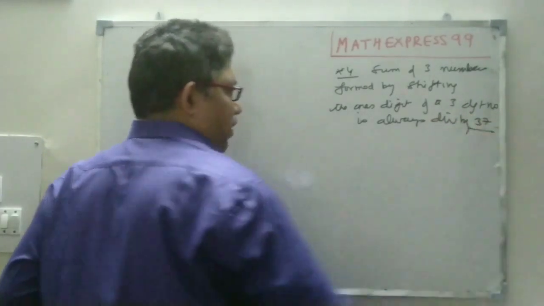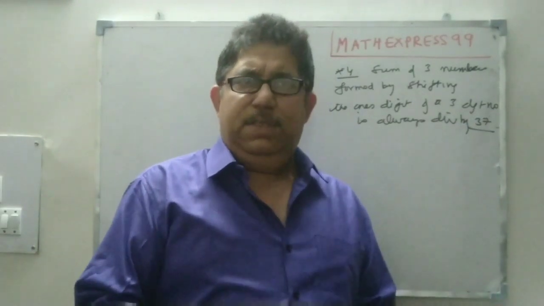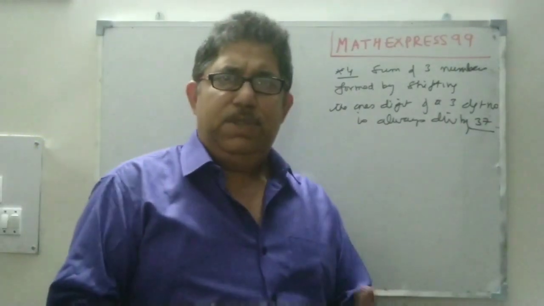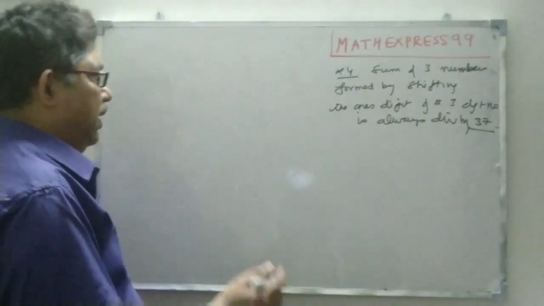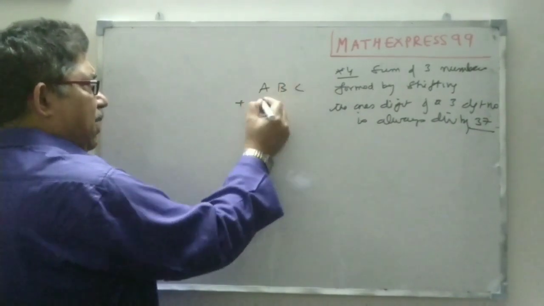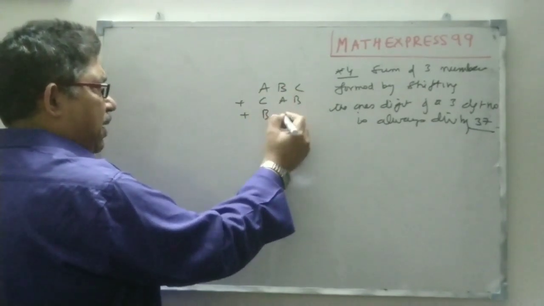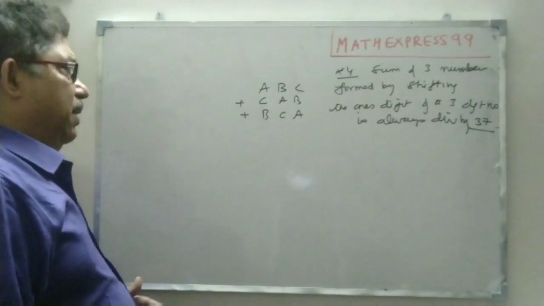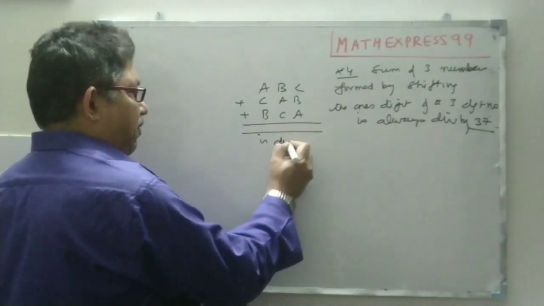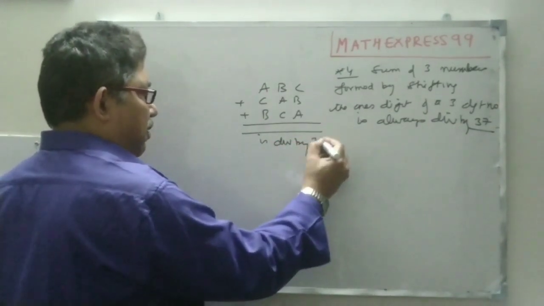Now this is a little difficult to remember in this language, isn't it? So we can put it in another form. Nobody is going to ask you to write the rule, but you must remember the rule. So you can write like this: ABC plus, now C will come in front, CAB plus, now B will come in front, BCA. Whatever the sum is, this sum is divisible by 37. Whichever way you want to remember it, you can remember it.